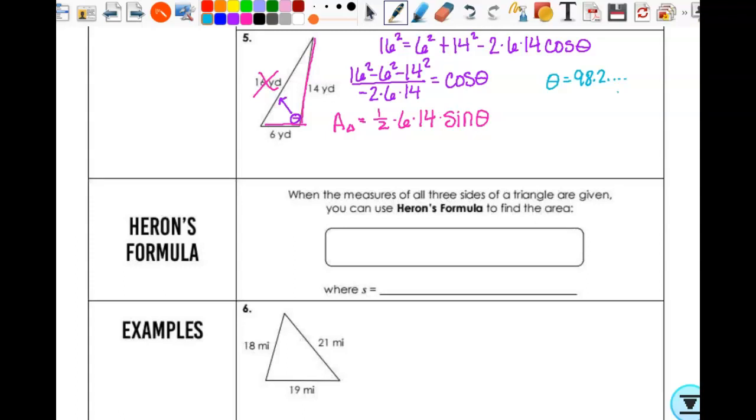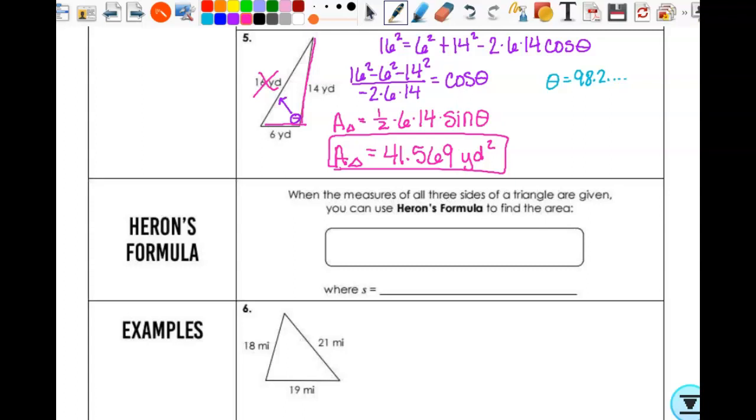So now that you have that looking at you in your calculator, you can do 1/2 times 6 times 14 times the sine of the answer, and then it'll use that 98 whatever. And this is what you should get. Okay. Any questions at all?